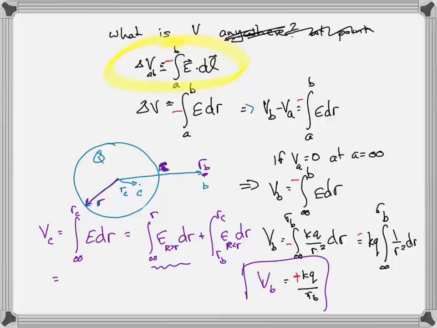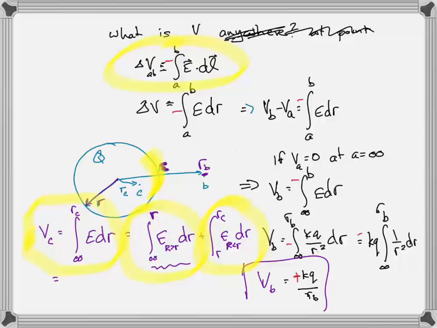So we have to integrate to the surface of the sphere where the field changes, and then we can integrate from the surface of the sphere to RC. Okay, one more time. In order to find the potential at RC, we have to integrate from infinity to RC. But the field changes at the surface of the sphere, so we have to integrate from infinity to the surface of the sphere, and then from the surface of the sphere to RC.